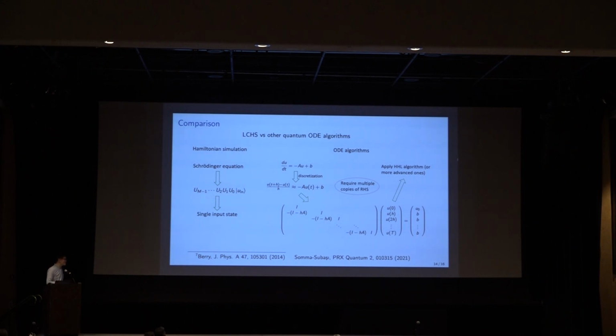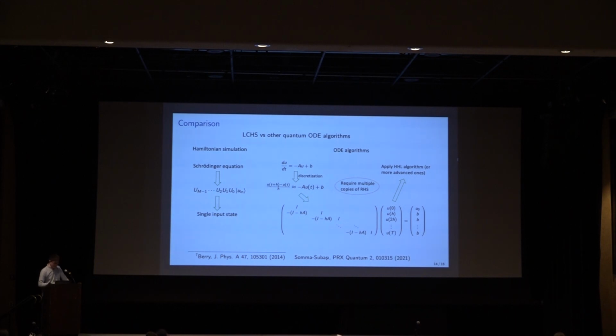So the reason is that for solving the linear system problem, let's say AX equals B, we are still solving non-unitary problems, and then we still need some post-selection or some measurement. That will require us to run the algorithm multiple times, which means that we really need multiple copies of the input states. And this makes most existing differential equation algorithms have high computational cost in terms of the state preparation.